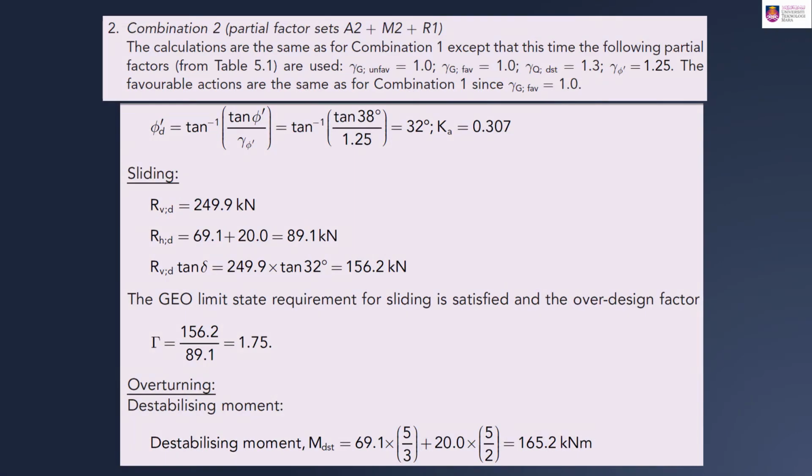The same problem can also be designed by the Eurocode approach in combination 2, which has partial factor sets A2 plus M2 plus R1. The calculations are the same as for combination 1, except that this time the following partial factors from table 5.1 are used: G unfavorable is 1, and favorable is 1, Q destabilizing is 1.3, and effective phi is 1.25. The favorable actions are the same as for combination 1 since gamma favorable is equal to 1.